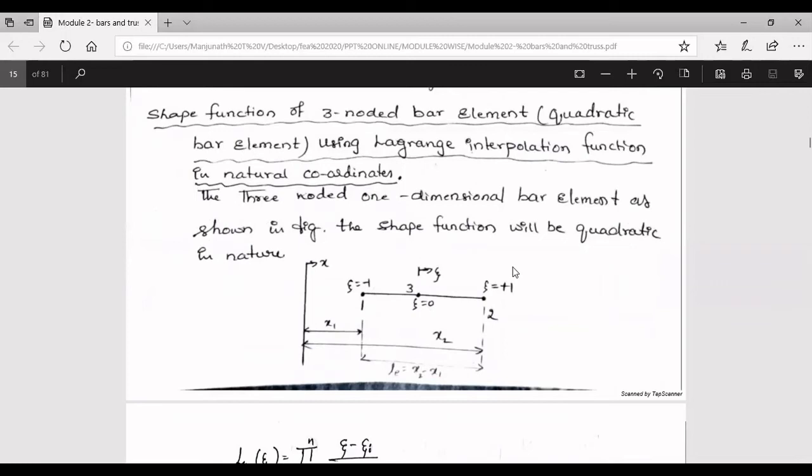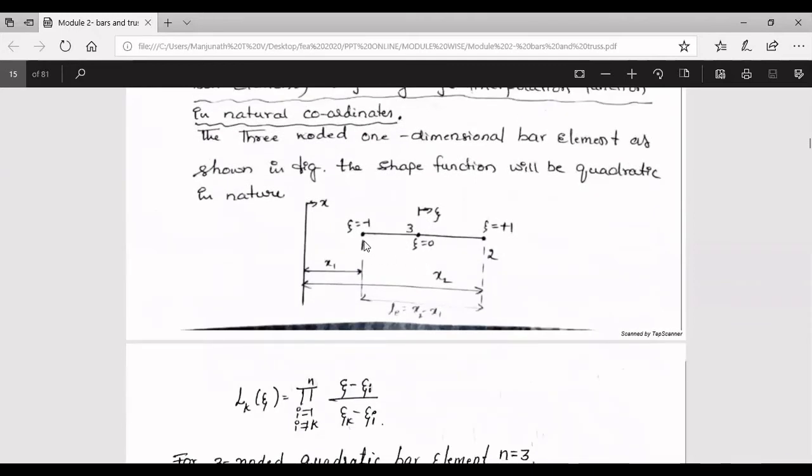Now, for the three-noded bar element as shown in the figure, the shape function will be quadratic in nature, which has node number 1, node number 2, node number 3. Always the corner nodes are defined first, then the internal node. So this becomes node number 1, then the other corner node will be 2, then the internal node is given the number after the corner nodes, so that the order is 1, 2, 3. Node number 1 has a zeta value of minus 1, node number 2 has a zeta value of plus 1.